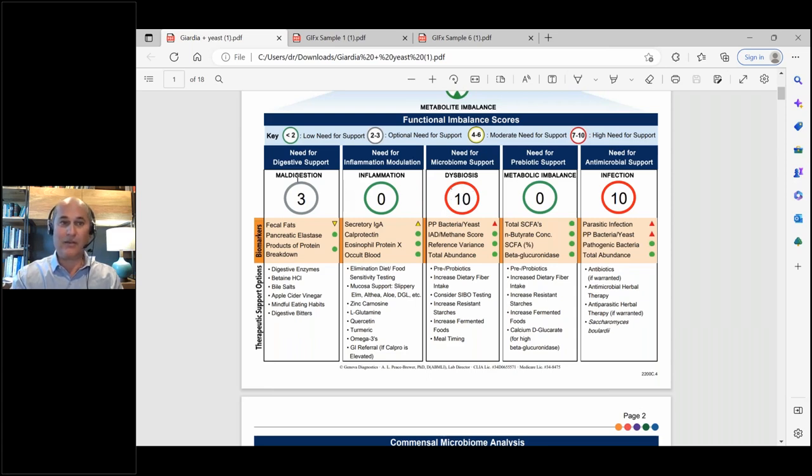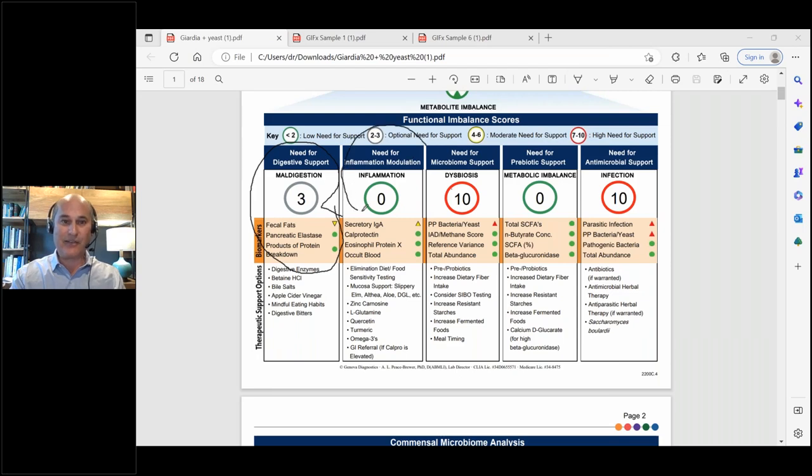That's stage one. And then over here, digestive support, fecal fats, pancreatic elastase, and products of protein breakdown. That'll tell you about gallbladder, pancreas, and stomach function. So let me just lay that out for you with a little pointer here. This section here will tell you about organs: stomach, gallbladder, and pancreas.